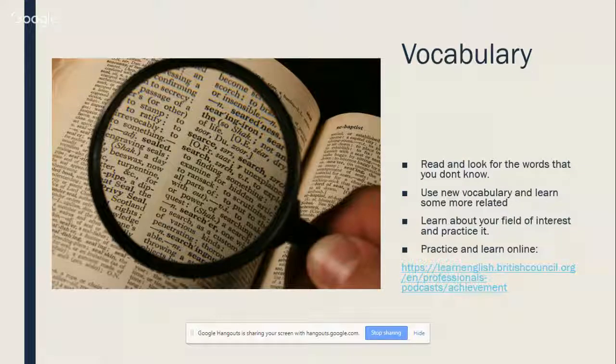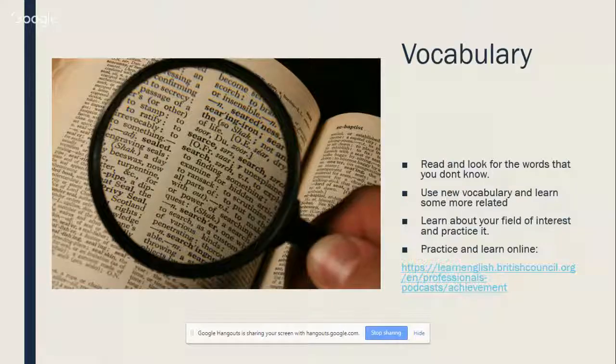So there is a link to a pretty good site in order to improve your vocabulary too. It's something that you can do in your off time, right? Yes. Do you have more ideas about learning vocabulary?